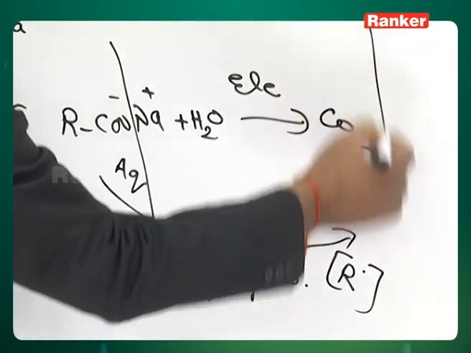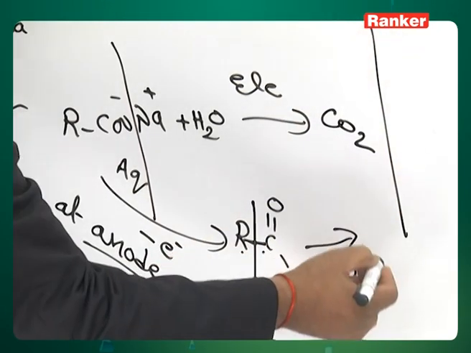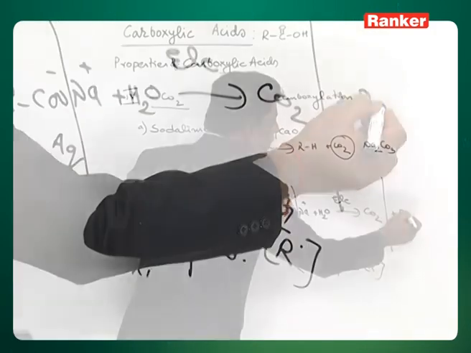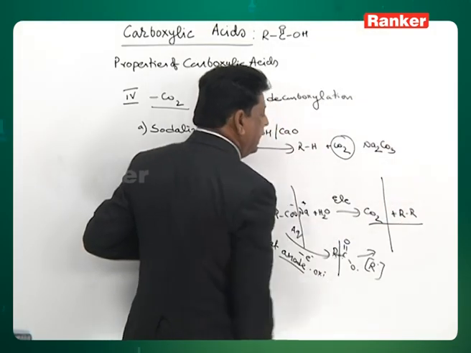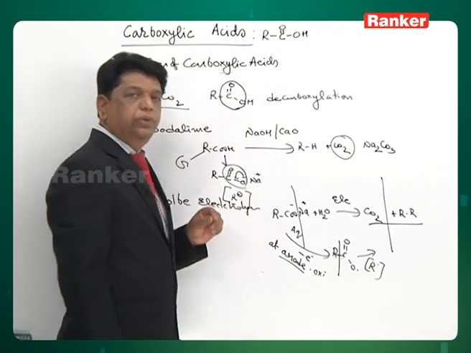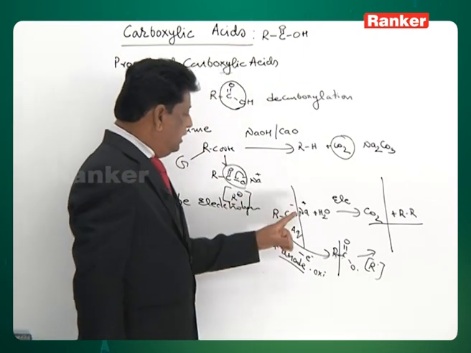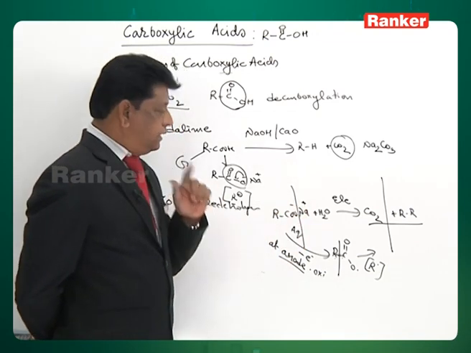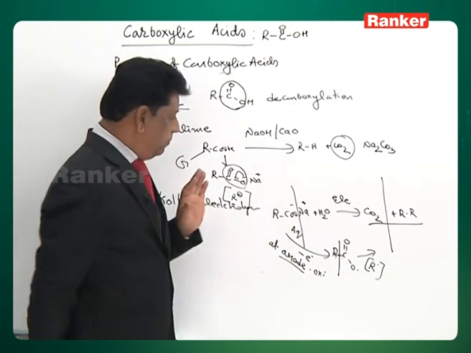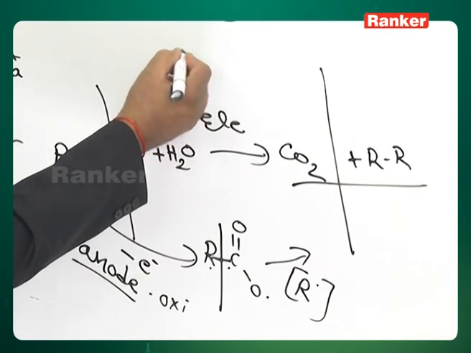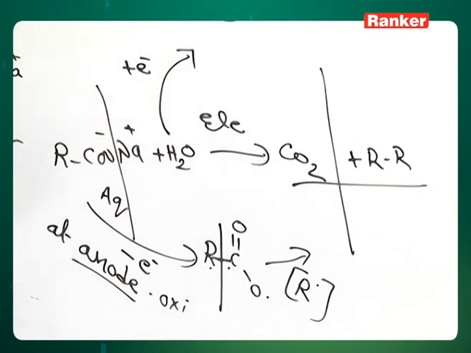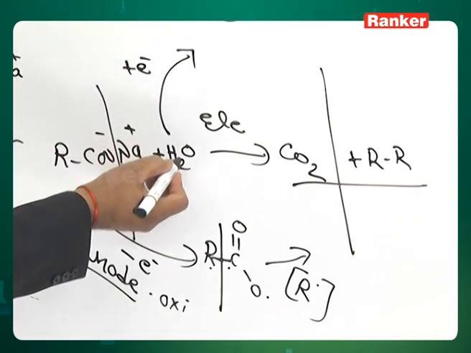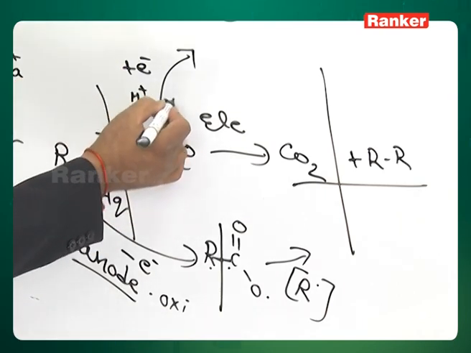So, at the anode CO2 will be formed, and R will be merged with another R dot and you will get RR. So, these two products will be at the anode: carbon dioxide and the two R's formation. Rather, now the cation Na plus should undergo reduction, but it refuses. So, instead the water will take the electron, this is called the cathode. At the cathode electrons are accepted, water will become H plus and OH minus.